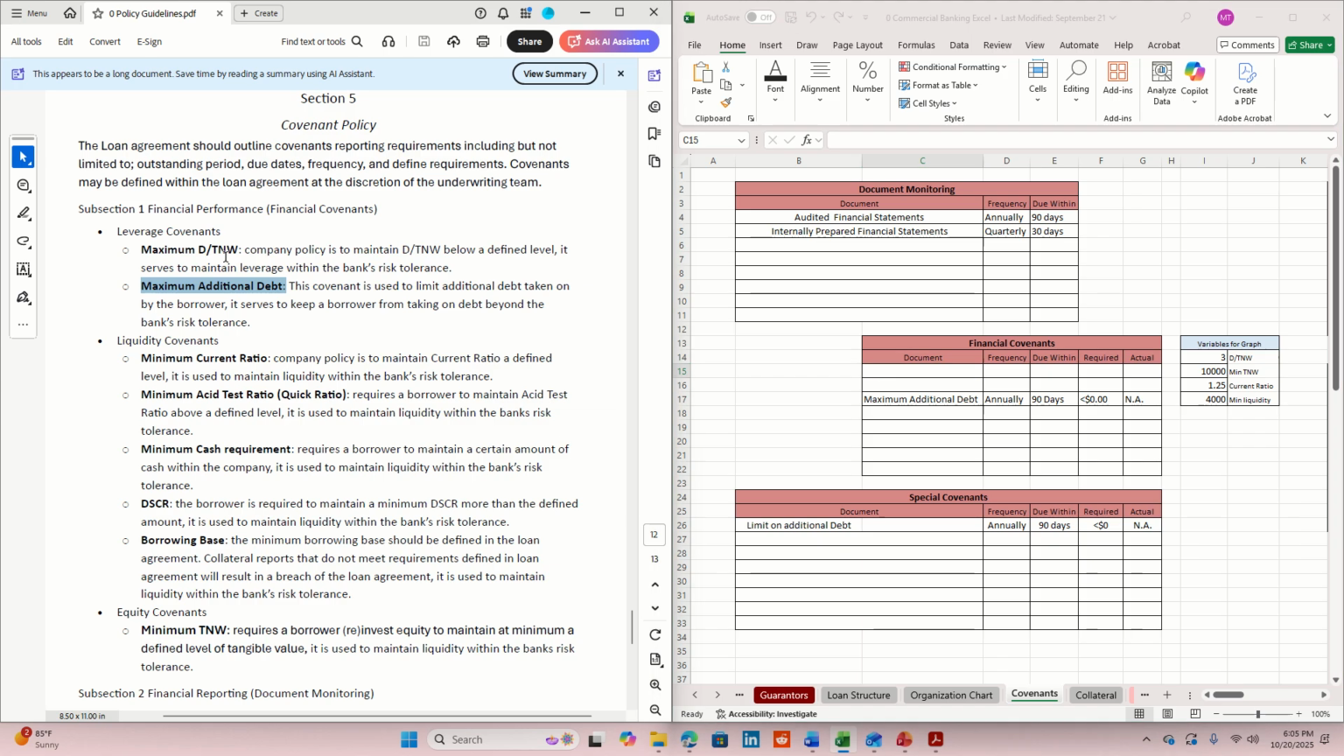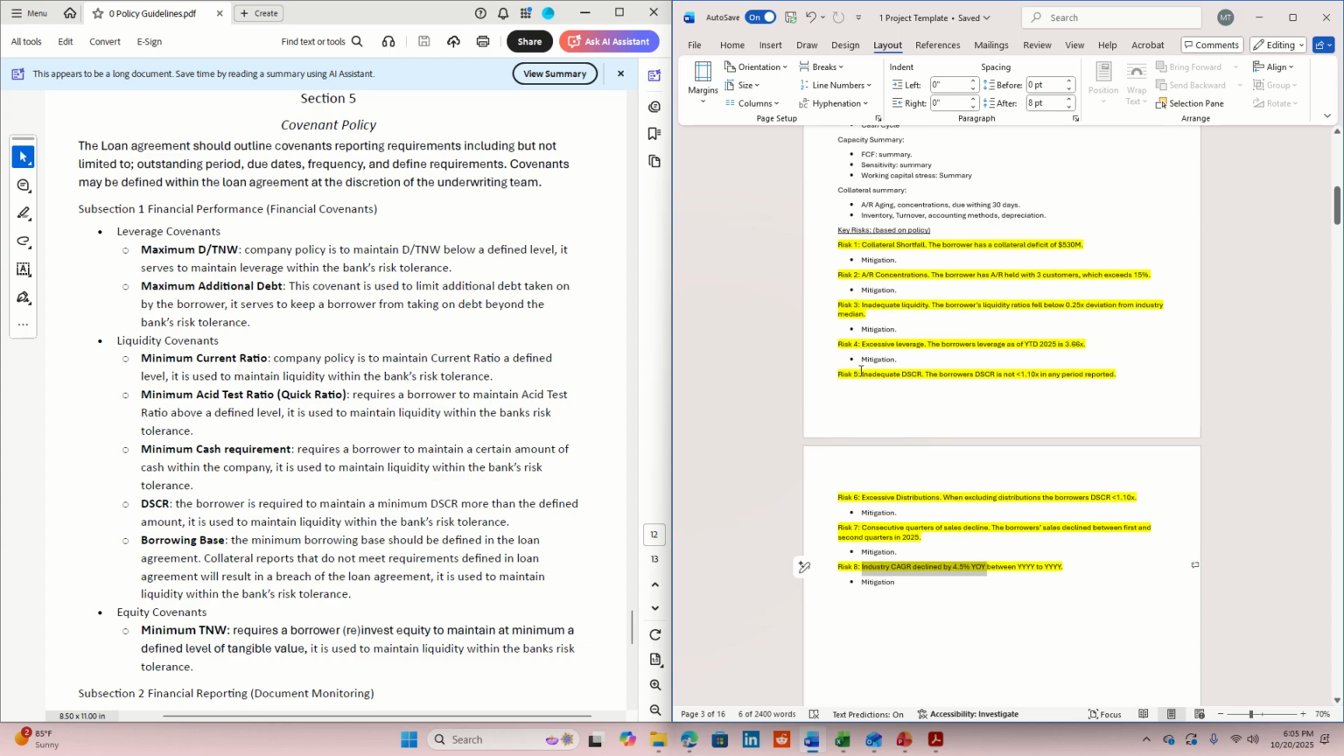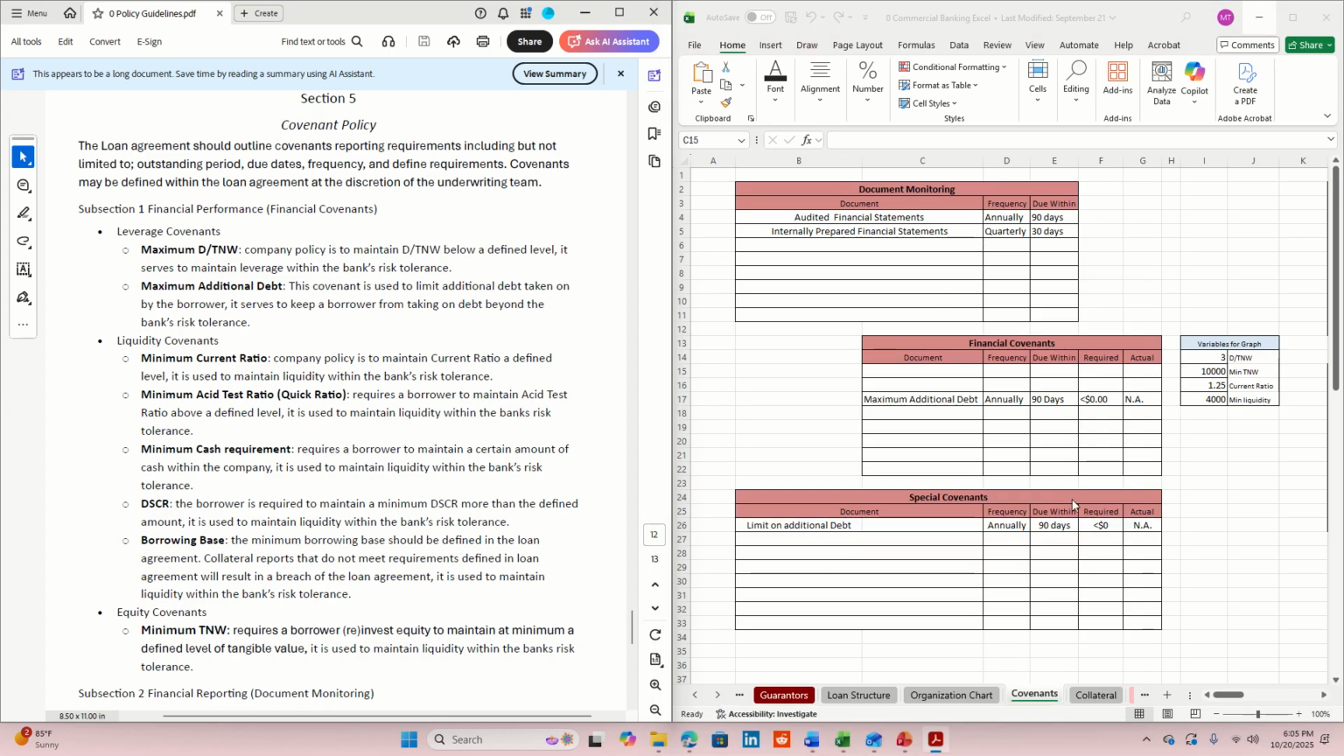So my company, I'm going to put a maximum debt to tangible net worth covenant on these guys. And the reason why I'm doing that is because my company has excessive leverage, and they have leverage of 3.66. So what I'm going to say is I don't want them going beyond 3.66. So what I'm going to do is maximum debt to tangible net worth. Frequency, I'm going to make this testing quarterly, because I want to check for this every single quarter.